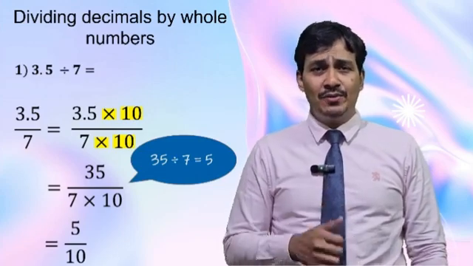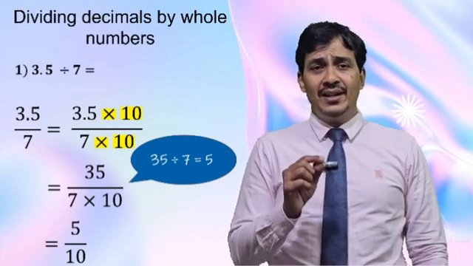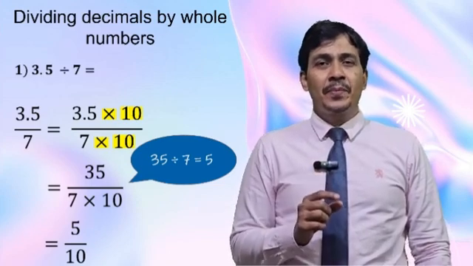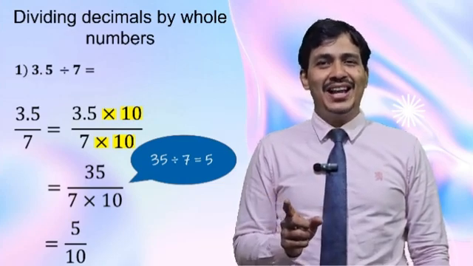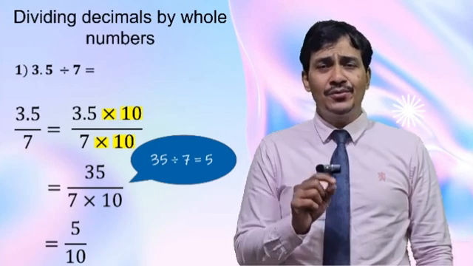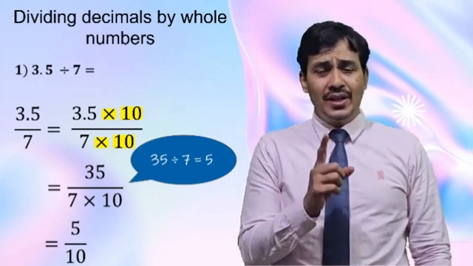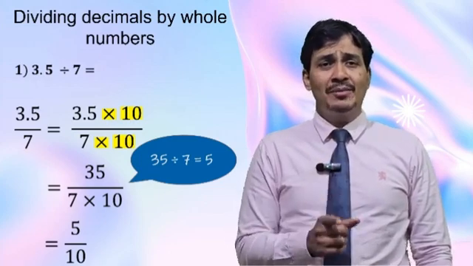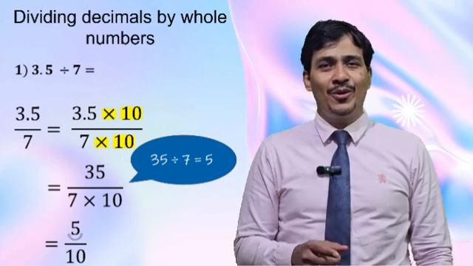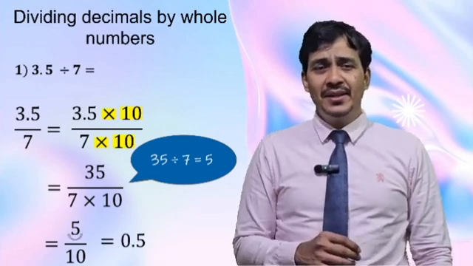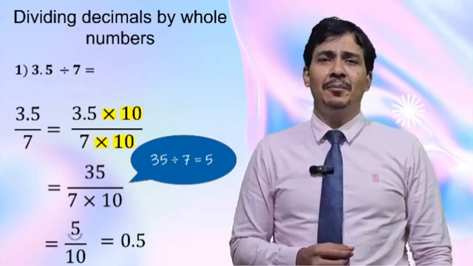Now this is easy because we have seen that whenever you divide any number by 10, you have to move the decimal point to the left. How many times? Depending upon the number of zeros in the denominator. There is 1 zero in the denominator. Move the decimal point towards the left once and you get the answer as 0.5. Easy peasy. Let's see another example.